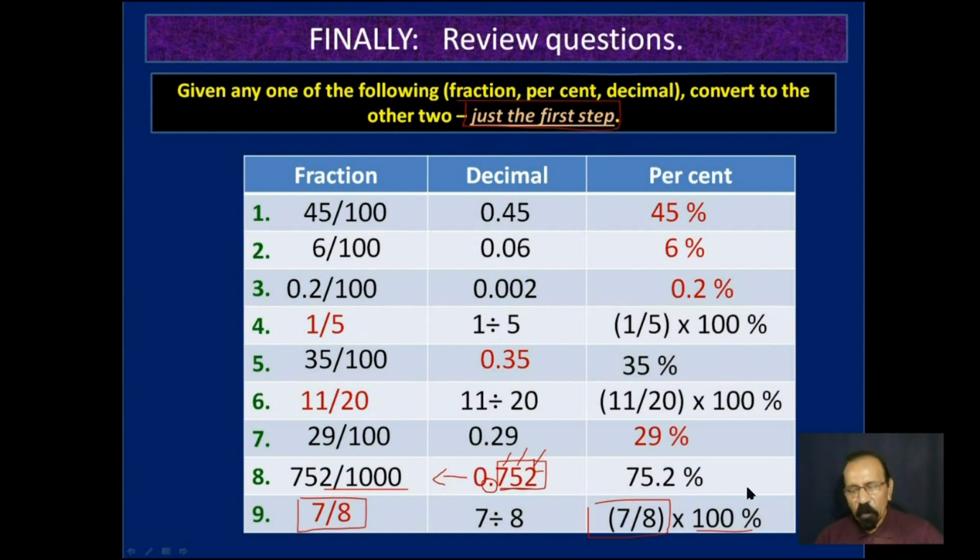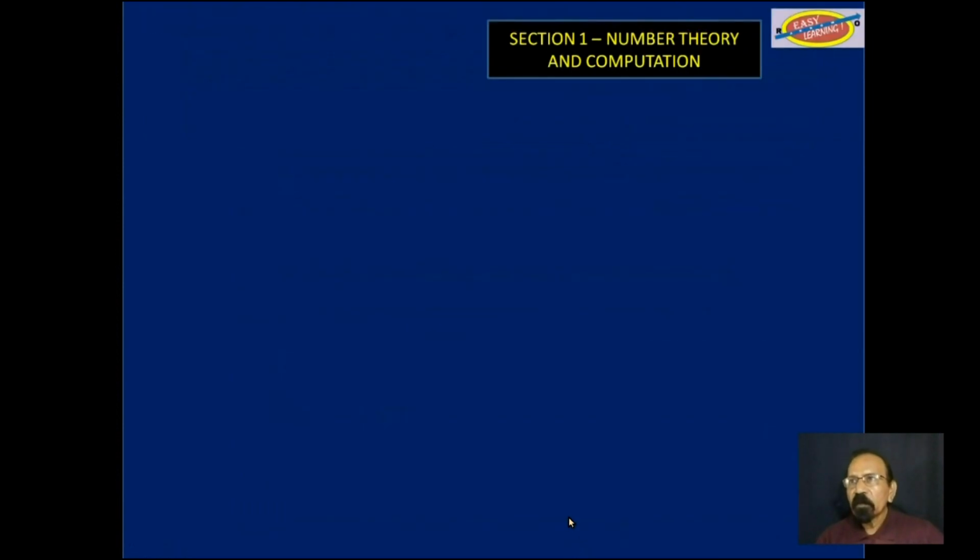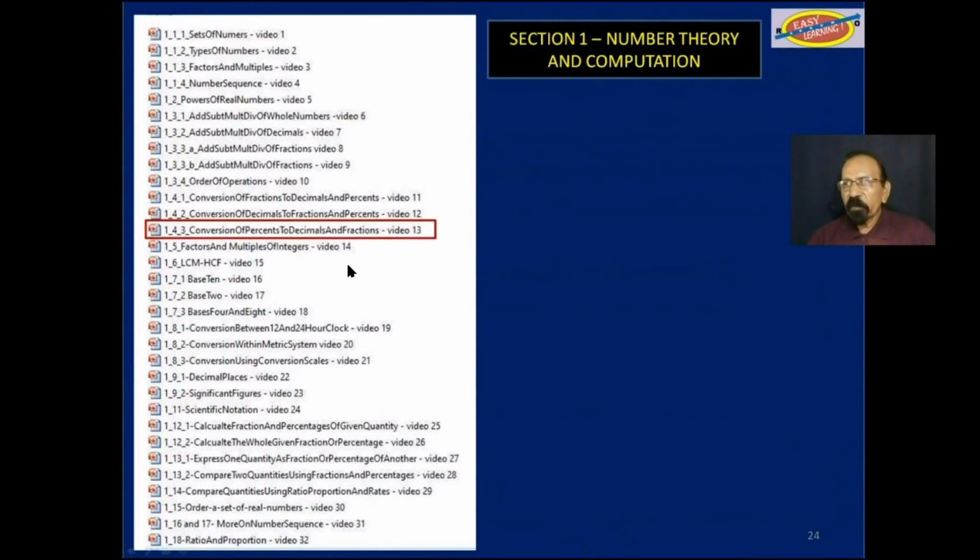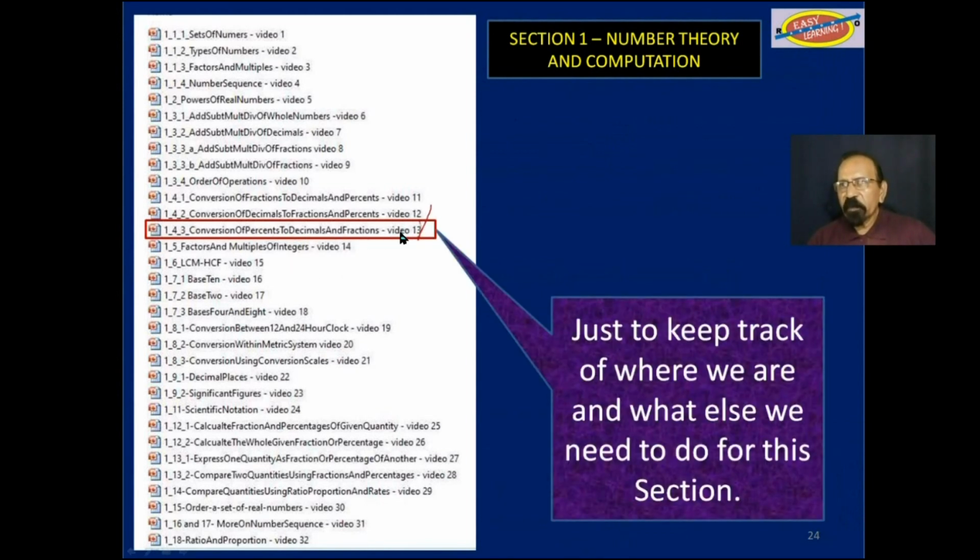So this is a review of what we did in this video, plus the last 2 videos. Just a reminder, we just did this video to help you keep track where we are and what else we need to do for this section. So we are here, we are here, we still have to go all the way down to 32. As I said, hopefully we'll get that done by the end of this month.